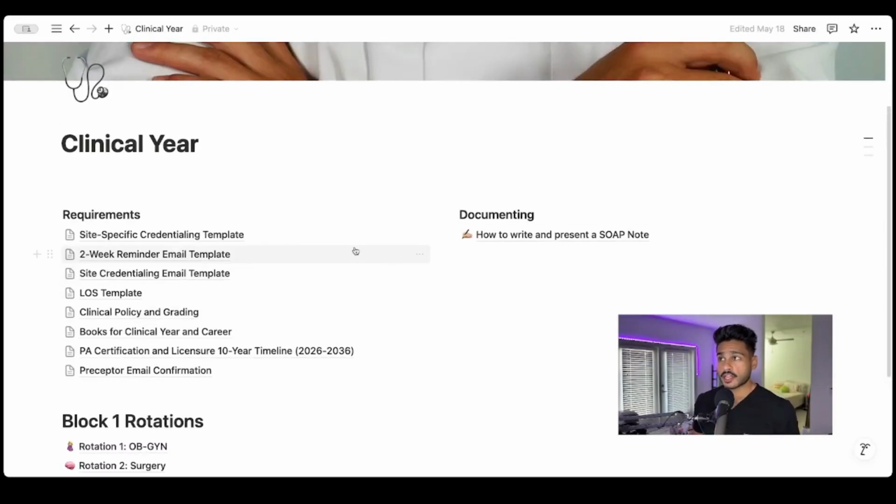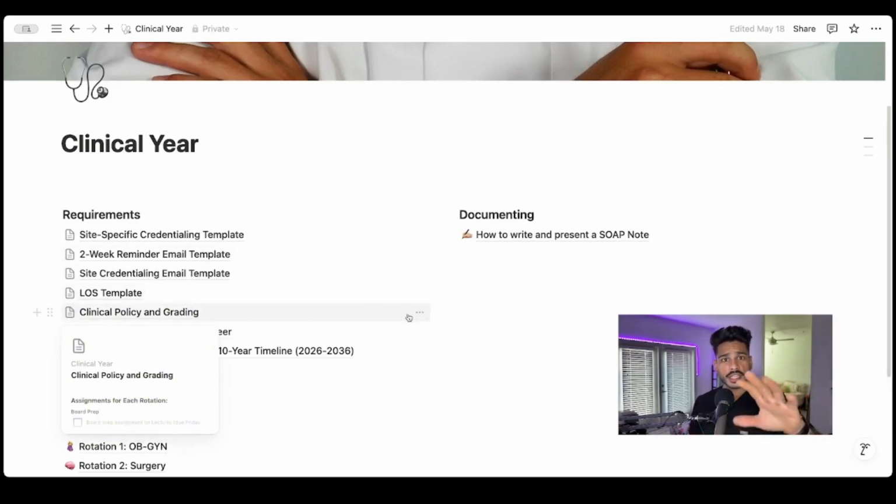This is my clinical year page, basically. And so, how Notion works is that the first thing you want to really understand, if you are listening to this video on Spotify, is that you can really layer your pages. You can create these layers. You can put pages inside pages. And so that is what I have done.